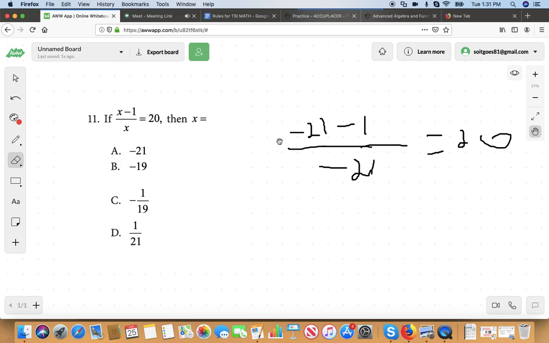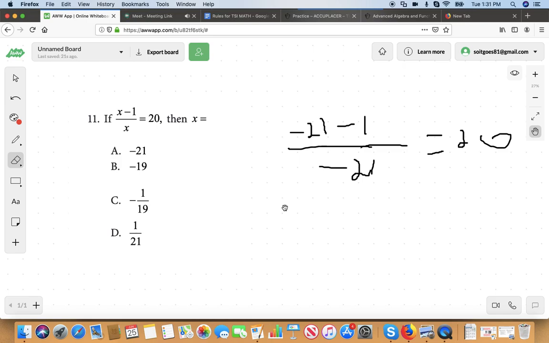Okay. This looks a little bit scary here, but stop and think about it for a minute. We've got negative 21 minus 1 over negative 21. Is there any way that's going to be 20? No way. It's going to be close to 1. I don't know what the answer is, but anything divided by itself is 1. That's like negative 22 divided by negative 21. It's going to be close to 1. There's no way it's going to be 20. Does that make sense? Yeah.